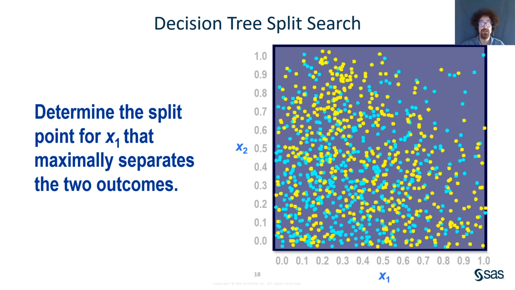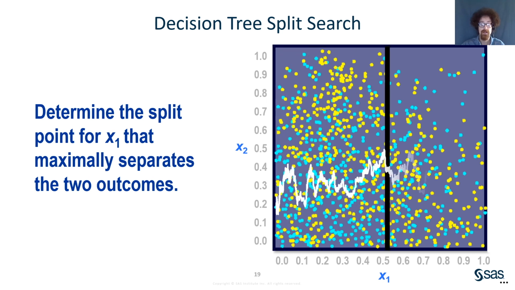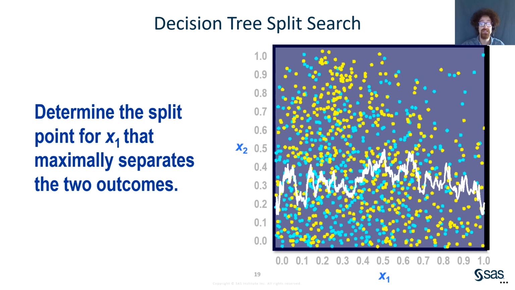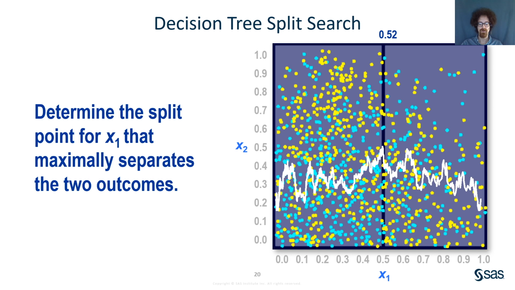The split search starts by selecting one of the input variables. So here we begin with x1. We look at the number of yellow and blue to the left and to the right of each possible split point for x1. We find the split point for x1 that maximally separates the 2 types of outcomes. Here, the value x1 equals 0.52 is the value that maximally separates the blue and the yellow outcomes.